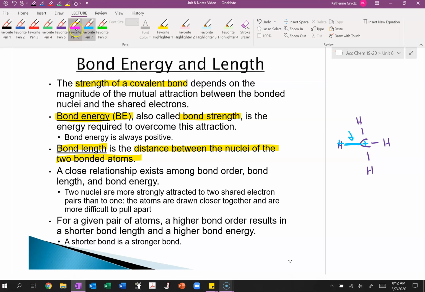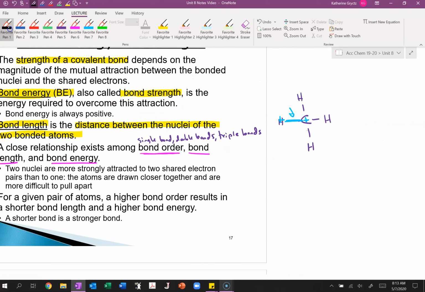So there's a big relationship between bond length and bond energy. There's also a relationship with what's called bond order. That is whether there's single bonds, which is one connection, double bonds, which is two connections, or triple bonds, which we haven't drawn at all in the examples, which are three connections. That's what bond order is. So there's a relationship between the two of them.